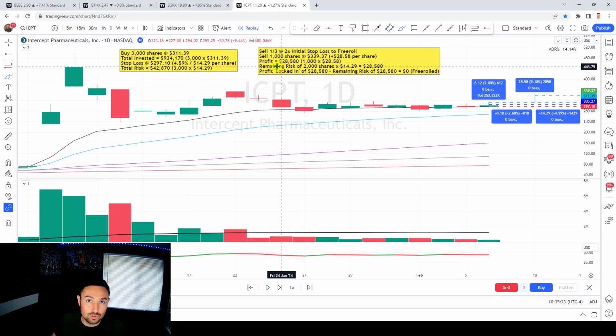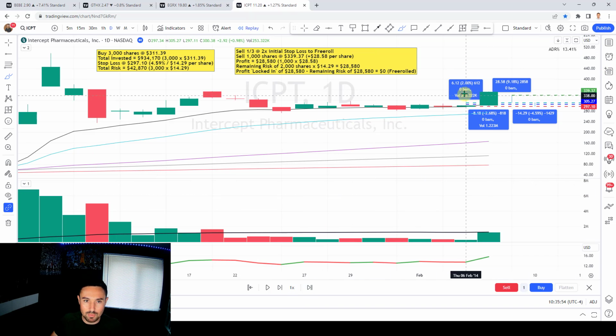But we still have 2,000 shares left. We still have 2/3 of our position. The remaining risk is 2,000 shares times the $14.29, because remember we bought them here at 311.39. The stop loss is still down here at 297.10. So our remaining risk on the trade is $28,580. So we've got the profit locked in of $28,580 minus the remaining risk on the trade of $28,580 equals $0. We free rolled the trade and we still have 2/3 of the position. Starting to make a little bit of sense?